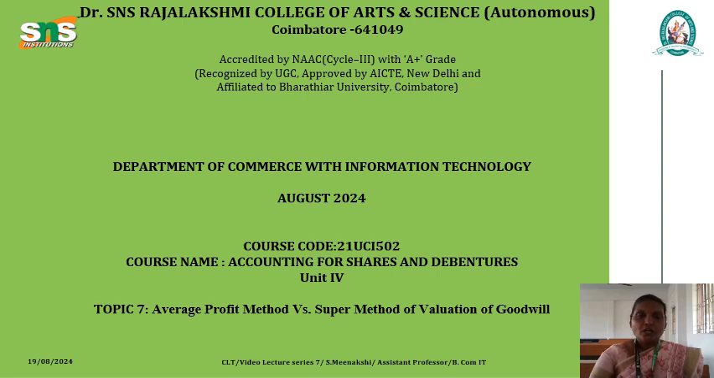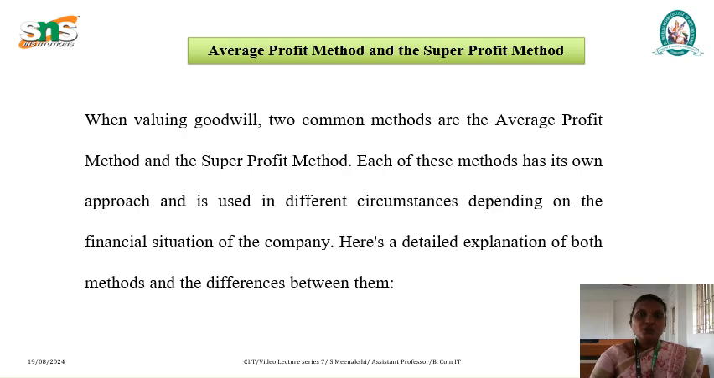Hello everyone. I'm going to explain the main differences between the average profit method versus the super profit method of valuation of goodwill. These two methods are adopted mainly in firms to calculate the valuation of goodwill. In this video, we are going to learn mainly about the differences between the two.